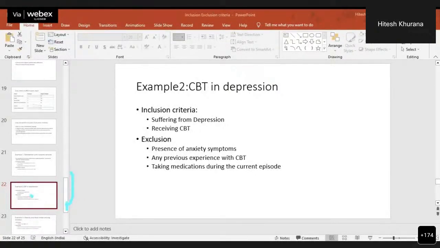Taking medications during current episode. This is also equally vague. Medications means what? If I have taken an analgesic today because I was having a headache, I'll be excluded from the CBT. Again, we have to specify what kind of medicines and for how long these medicines should be taken so that we can exclude it. Otherwise, we cannot.